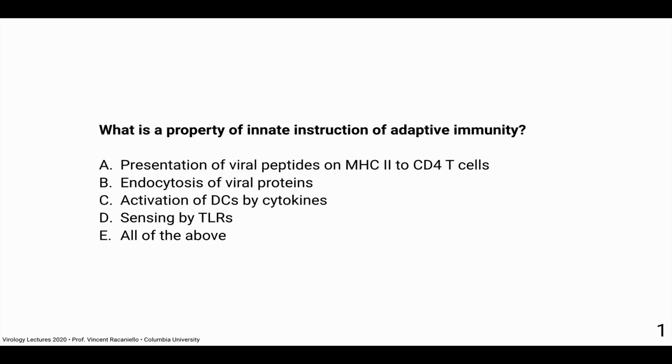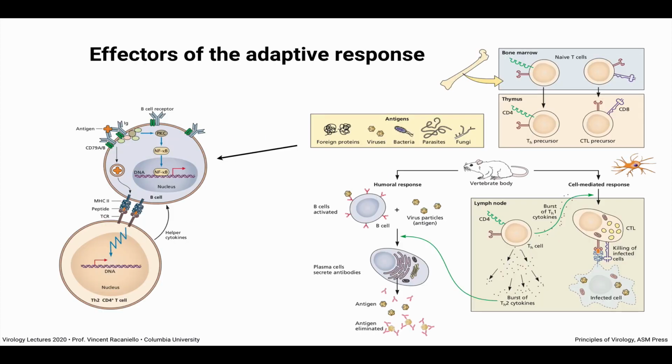Our first question is, what is a property of innate instruction of adaptive immunity? A, presentation of viral peptides on MHC2 to CD4 cells. B, endocytosis of viral proteins. C, activation of dendritic cells by cytokines. D, sensing by toll-like receptors. E, all of the above. The answer is E, all of the above. They're all correct. They're all things that we have just discussed in the last couple of minutes.